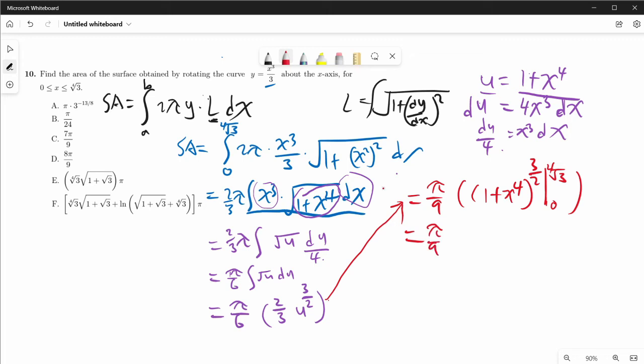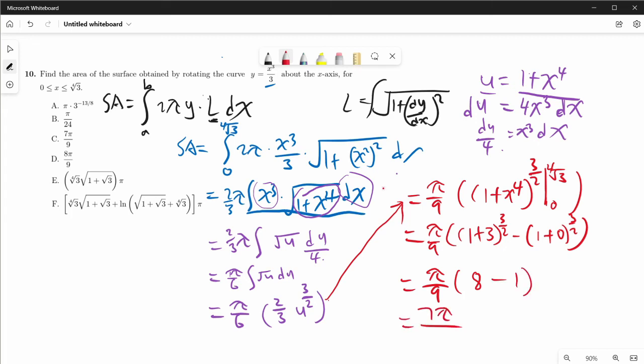Pi over 9, we have 1 plus, so the 4th root and the 4th power cancel out, 1 plus 3, and minus 1 plus 0. Pi over 9. So that's 4. Root 4 is 2. 2 to the third is 8. Minus 1 to any power is 1. So our final answer would be 7 pi over 9, which would be C.